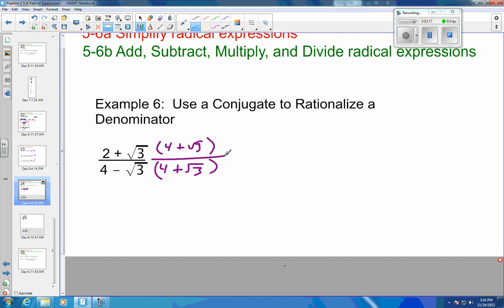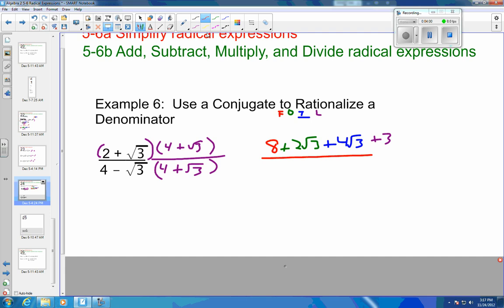And you can see how everything else we've done in this section leads to this final finale of we're using it all. So this is going to have to be foiling it. So we're going to do our firsts. That's 2 times 4 is 8. And then we've got to do our outers. So 2 times square root of 3 is plus 2 square roots of 3. Then we need to do our inners. So square root of 3 times 4 is plus 4 square roots of 3. And then we need to do our lasts. So square root of 3 times square root of 3 is 3.